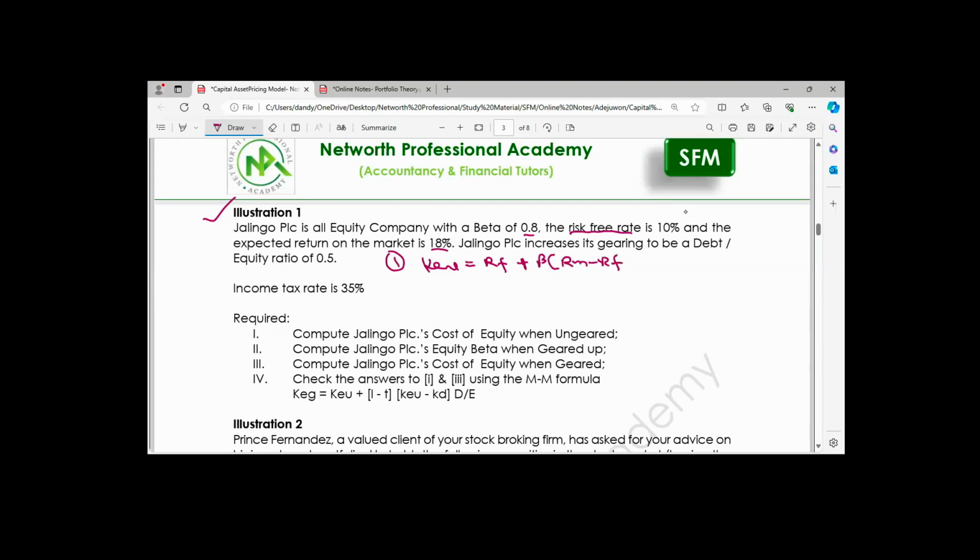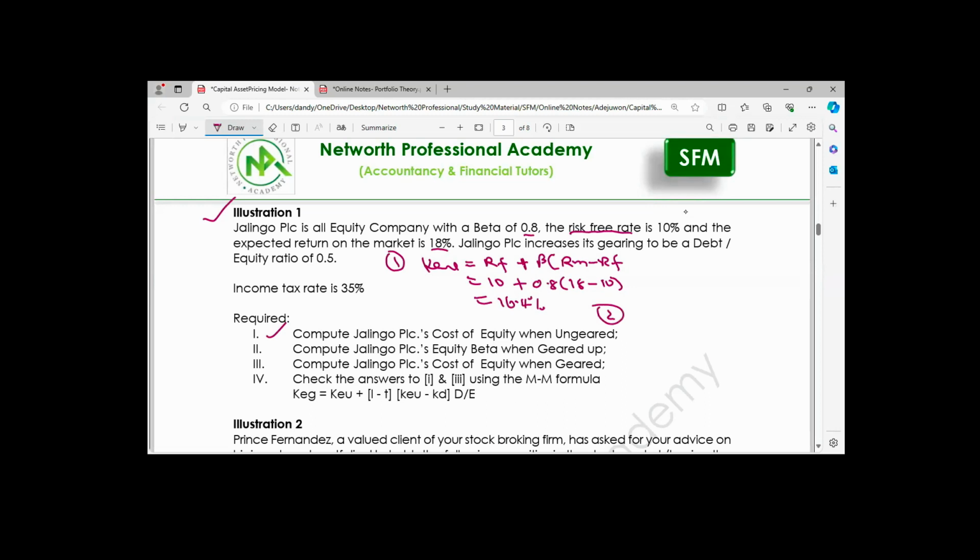So in this case, my risk-free rate of return is 10%, the beta is 0.8, and market return is 18% minus 10. So what do you have here? That should give me 16.4%. That answers number 1. The examiner wants us to calculate cost of equity when ungeared. Number 2, you are required to compute Jalingo PLC's equity beta when geared.